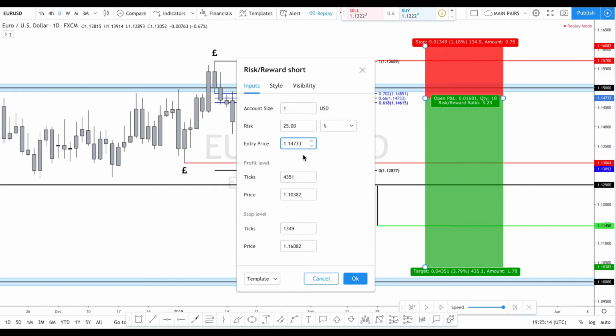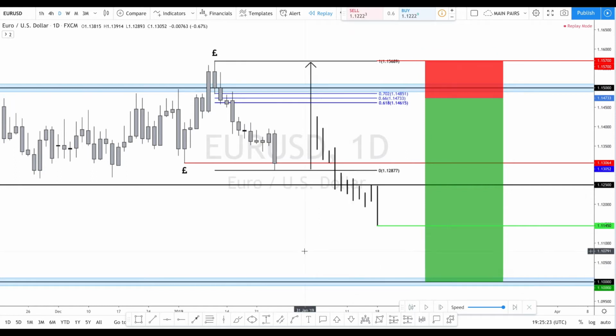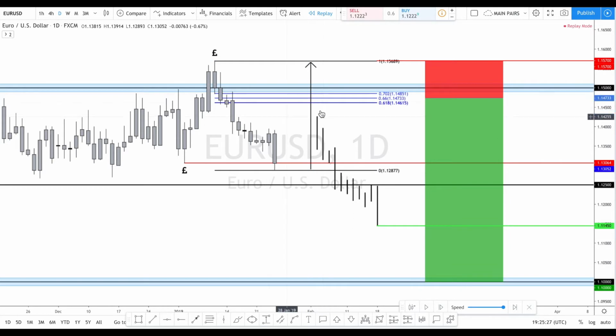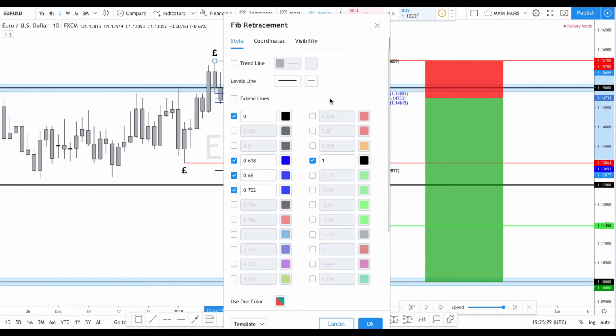My stop loss is 115,700, and my take profit, as you know, is 1.10. So that offers me a 4.89 risk to reward. So that's my first reversal zone that I pay a lot of attention to. So it's a 60 to 70% discount.